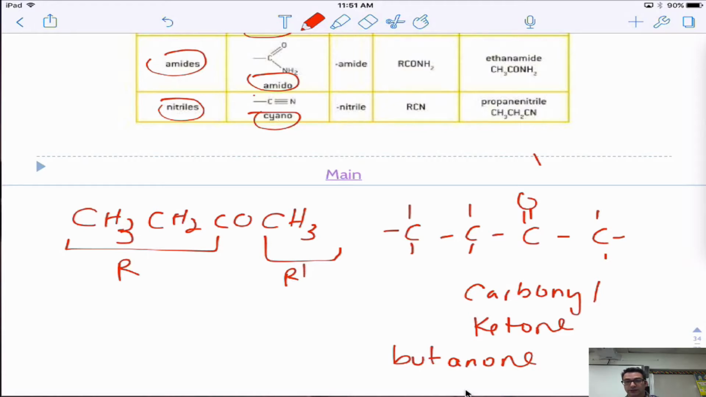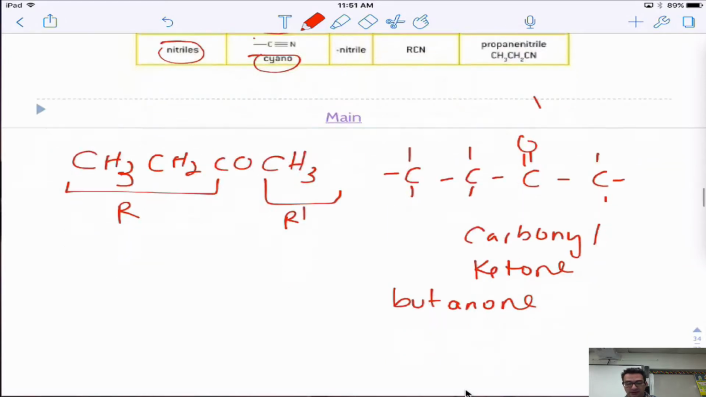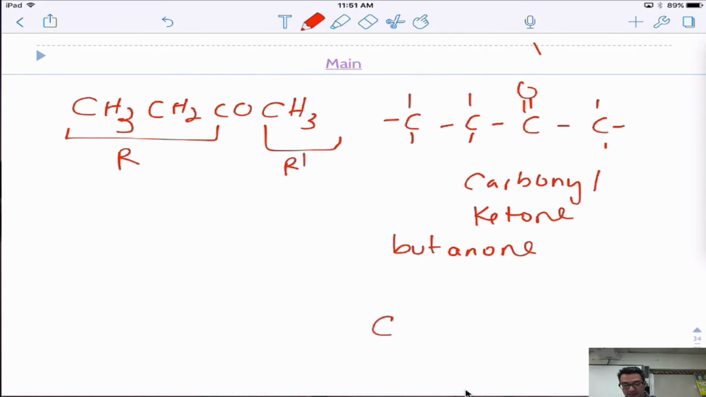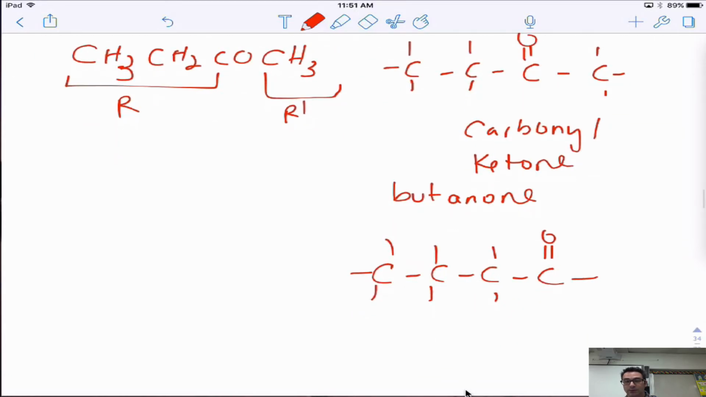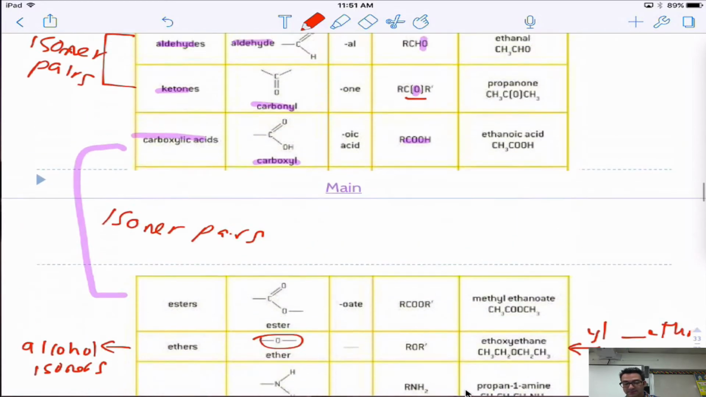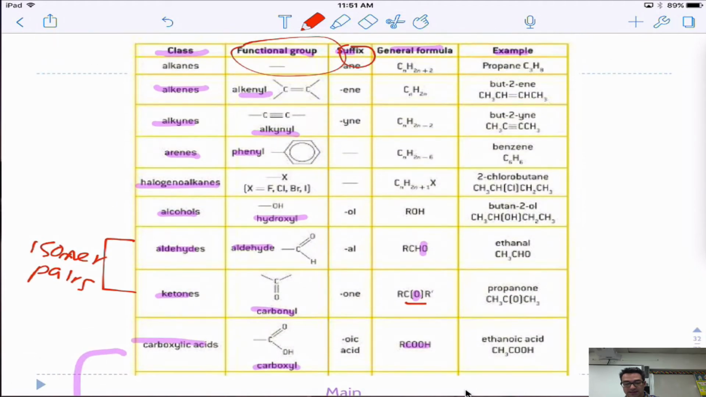Notice also I don't include a number, because a number would show that it could be in another place. Remember, I said ketones and aldehydes are isomer pairs. So if I look at an isomer of this where I put the double bonded O at the end, it's still bute, but now it's butanal. Now when we look at how they name these, the aldehydes, they end in anal, and the ketones, they end in anone.